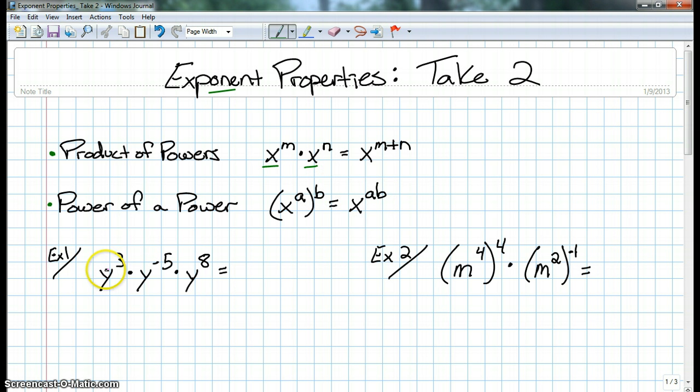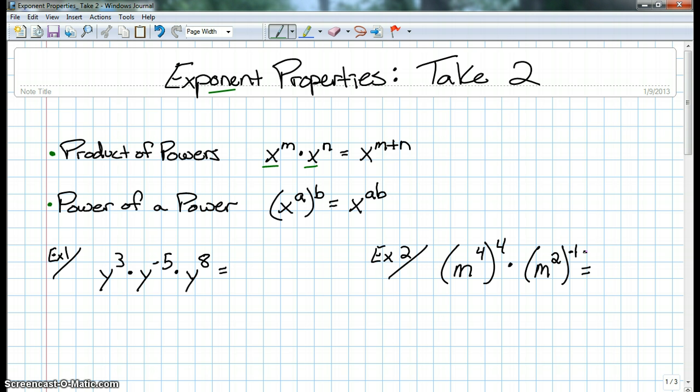I want you to take a look at these two examples down here, y to the third times y to the negative fifth times y to the eighth, and m to the fourth times m squared raised to the negative first time looking at negative exponents, and pause the video to try to get these taken care of.